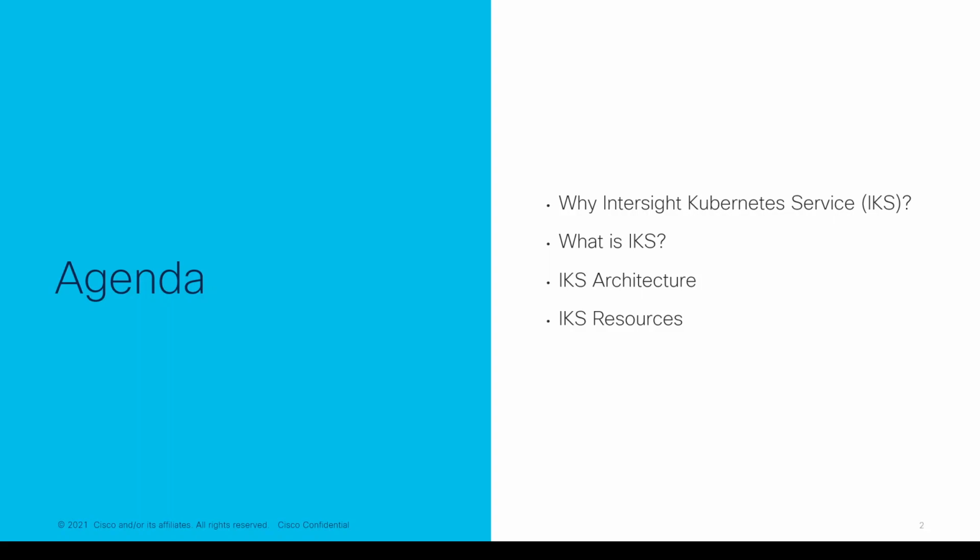So for our agenda, we're going to cover why we need something like Intersight Kubernetes service. We're going to discuss the specifics of what IKS is. We're going to go over some high-level and even a little bit of low-level IKS architecture, and then I will point you at some resources that you can use for further information.